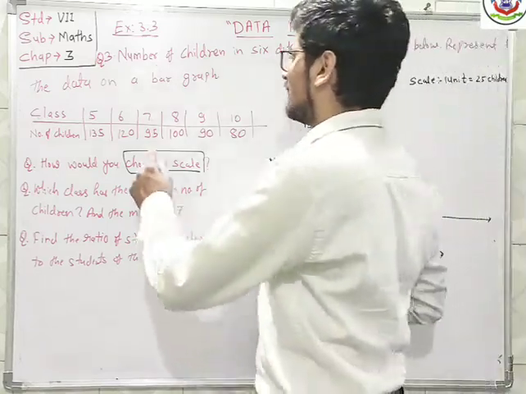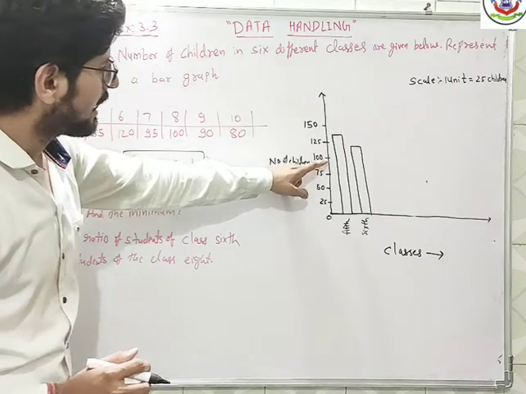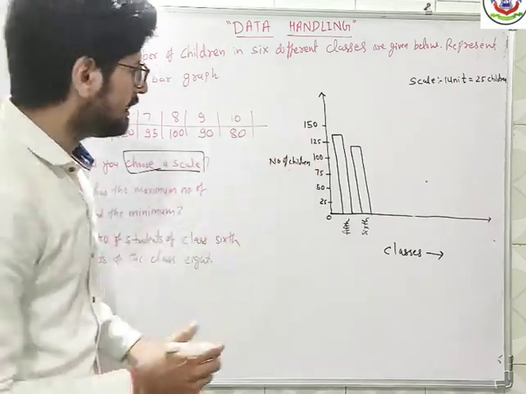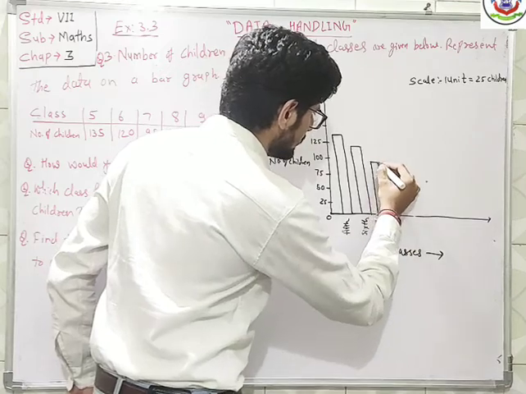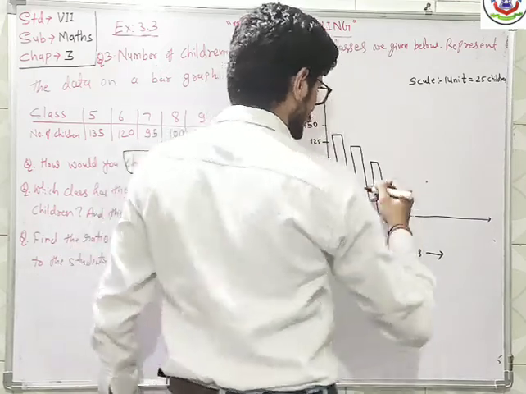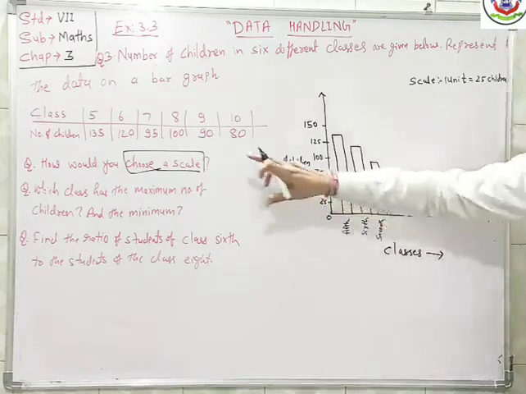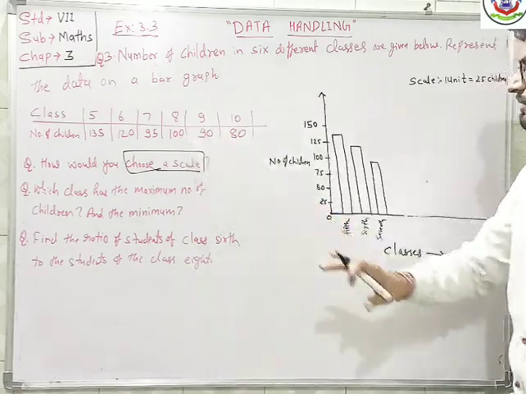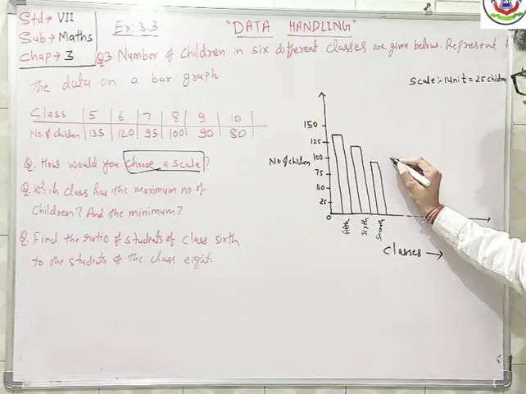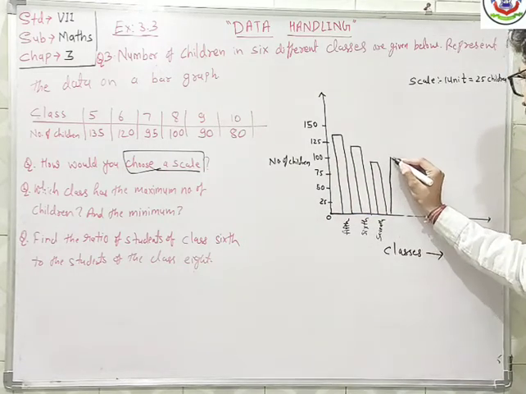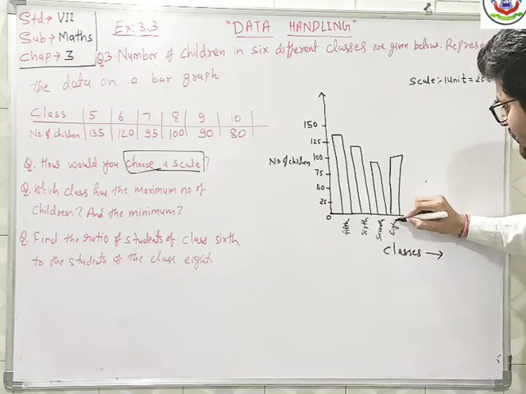Then we have class 7 and the number of children is 95. So 95 is just below 100. This is class 7. Then we have class 8. In class 8 we have 100 students, so this is exactly around 100. So this is class 8.